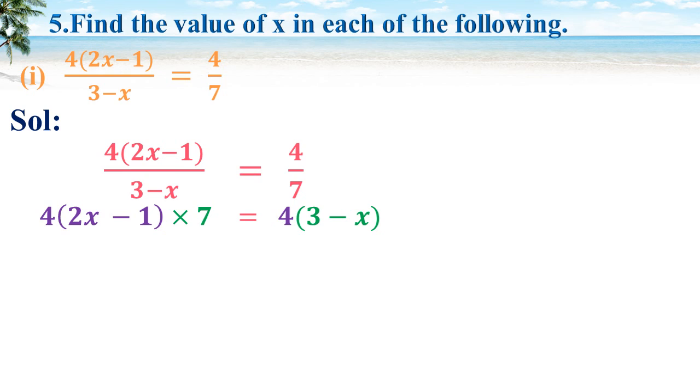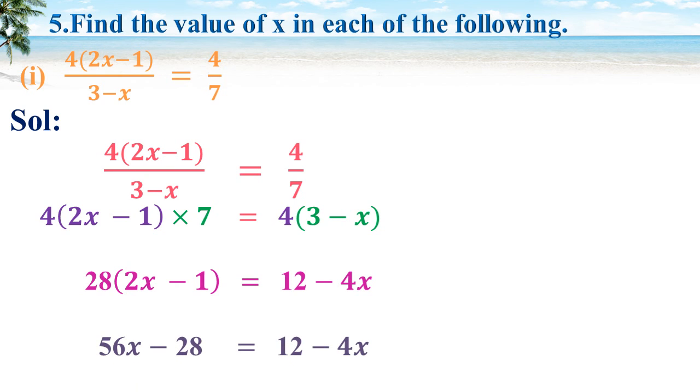Transposing 7 to LHS, 3 minus x to RHS. It gives 4 of 2x minus 1 multiplied by 7 is equal to 4 of 3 minus x. First of all, multiply 4 into 7, 28 of 2x minus 1 is equal to 4 multiplied with what is inside the brackets, 4 3s are 12 minus 4x. 28 into 2x, 56x minus 28 into 1, 28 is equal to 12 minus 4x.